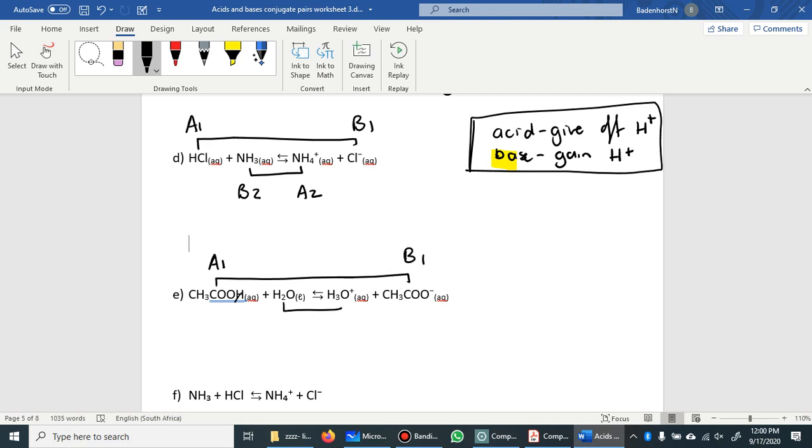Then water, in order to become hydronium, water has two hydrogens. It needs to become 3, so it needs to gain a hydrogen. If it gains a hydrogen, it is a base, and that becomes your acid.